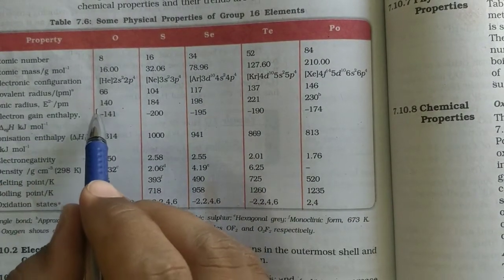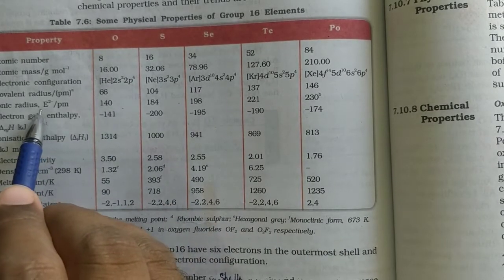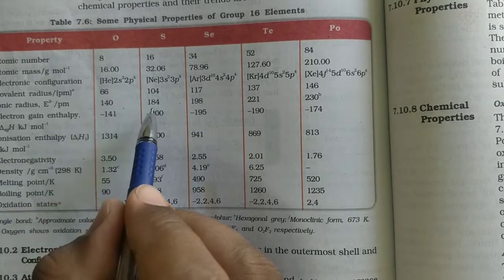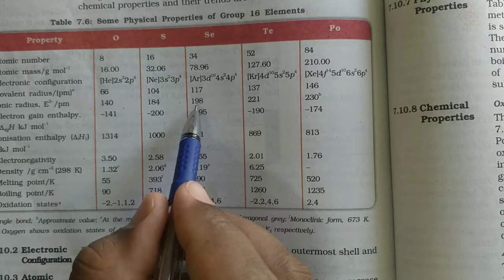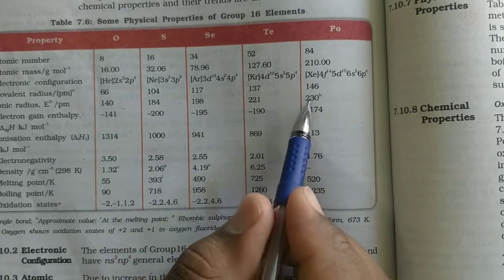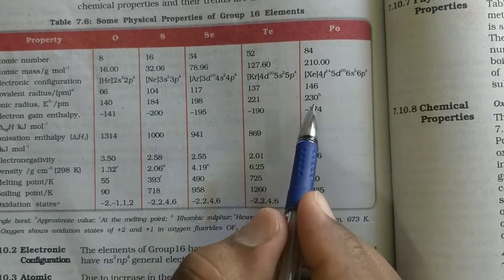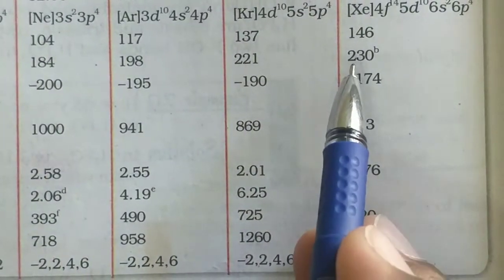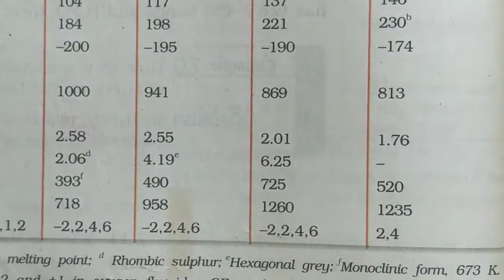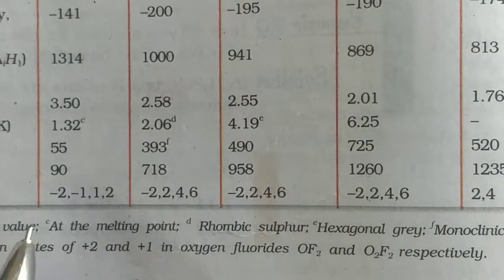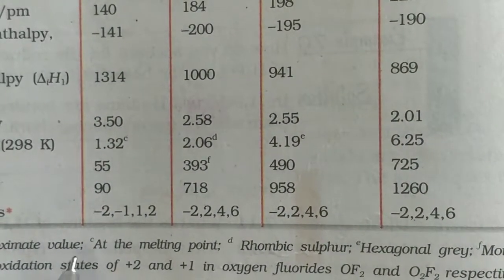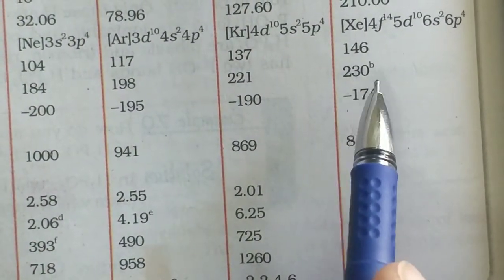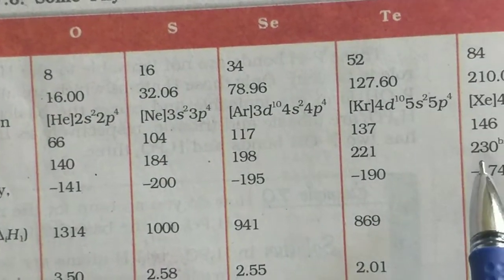Next, ionic radius. Ionic radius means E minus 2, in picometers. This is O minus 2, 140. This is 184, 198, 221, 230. For 230 they mentioned B here. What is the meaning of that B? B is nothing but approximate value. This is the approximate value for polonium. Okay.